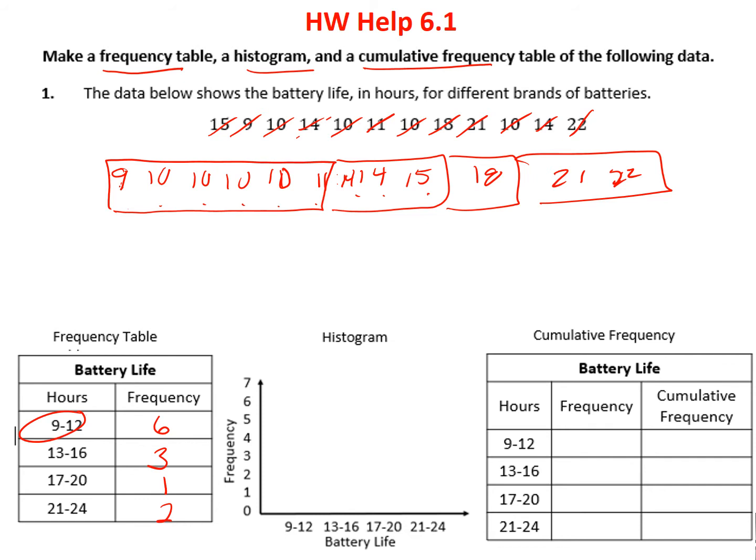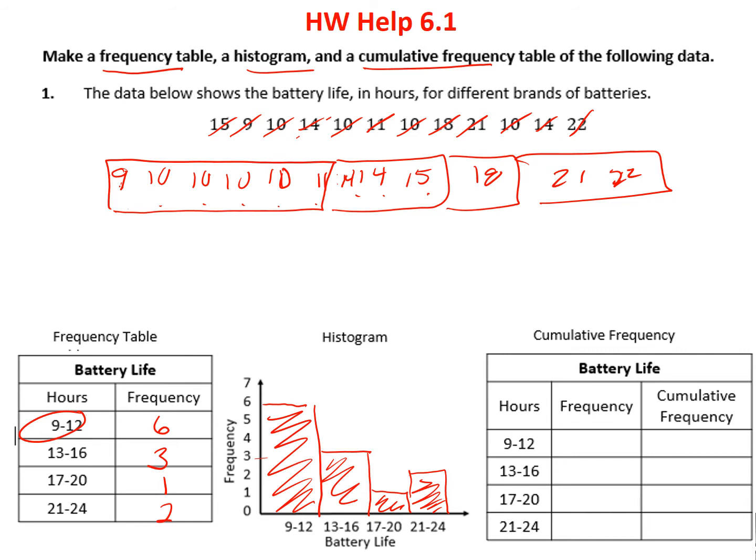To make a histogram, I'm going to use the frequency, and I'm just going to make a picture of it with boxes. So between 9 and 12, there are 6. So come over here to go to 6 and make yourself a box. That's the first box. The next one is a 3. 13 to 16 is 3. So again, see, there's 3. Then finally in 17 to 20, I only have 1. And then it pops up on this one to 2. And that's what our histogram looks like.